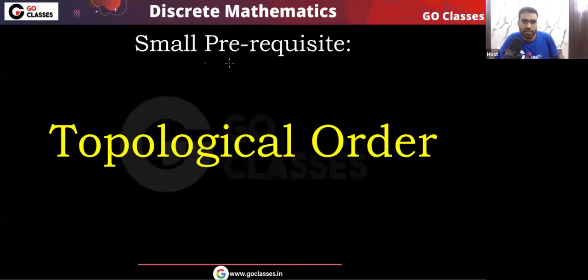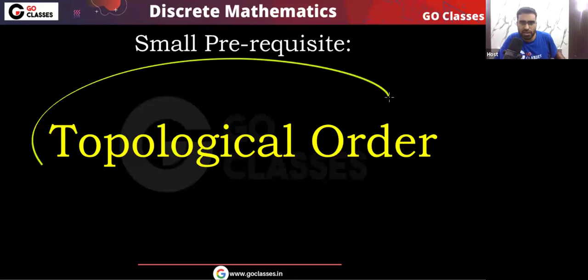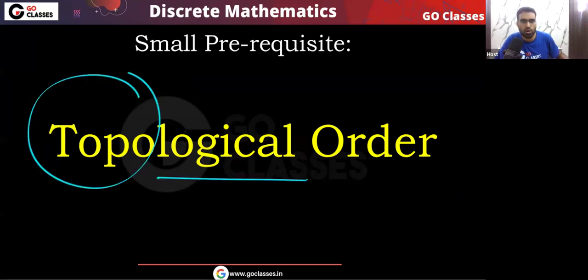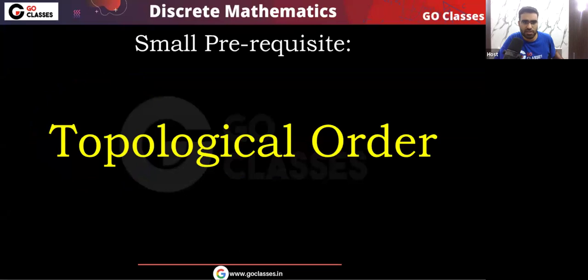Before we start, I need to teach you a small prerequisite. First we need to study what is topological order. This is a concept that you will study in the algorithm subject, where you will study it in a very detailed way. But here, I will teach you how to find a topological order.